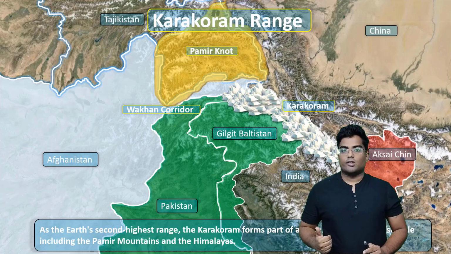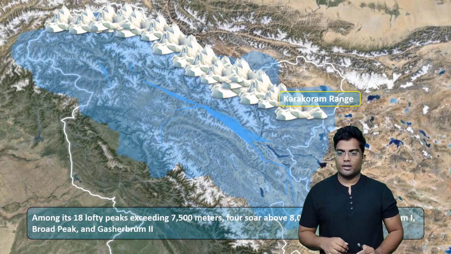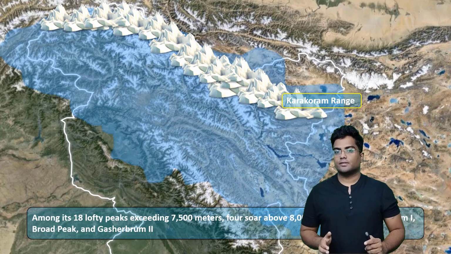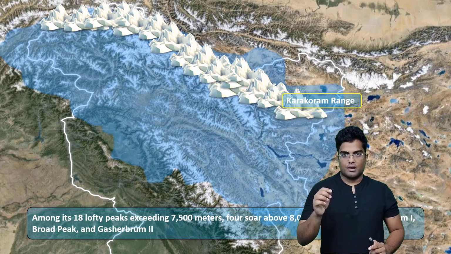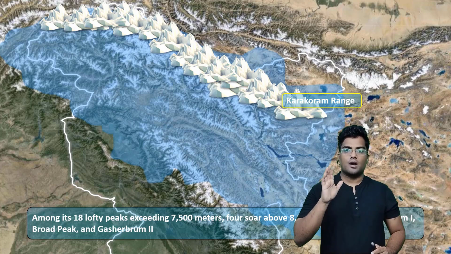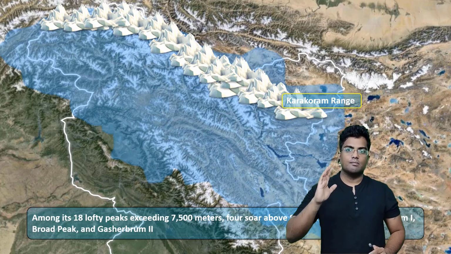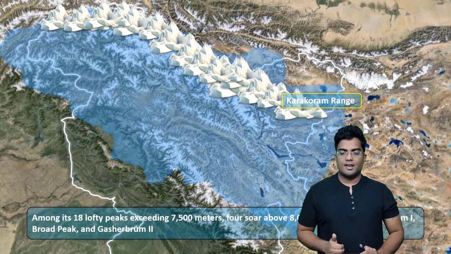Now let's move on. So we have essentially discussed where the Karakoram range lies. Pakistan, India and China, with the major part in Gilgit-Baltistan, which is in Pakistan, right?